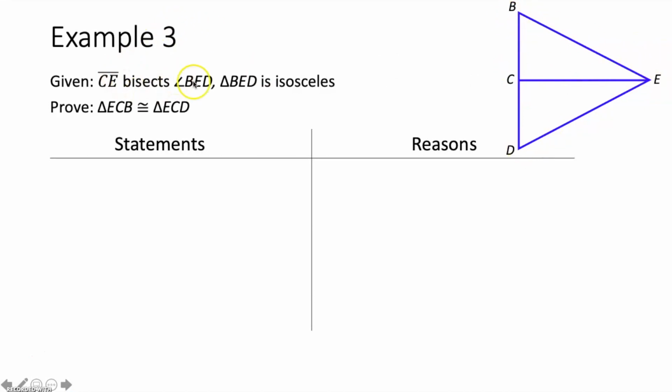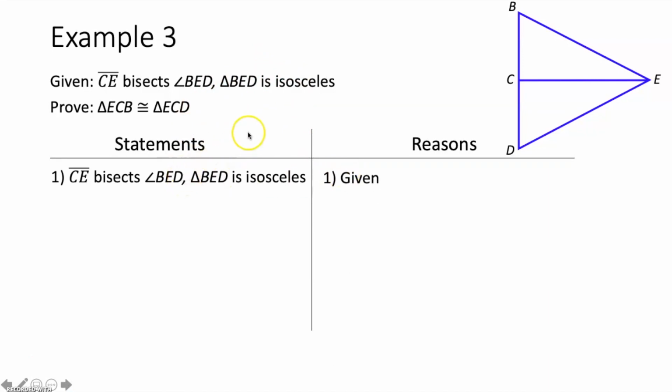Now, it doesn't say anything is congruent yet, so we can't mark anything up, but this will come in handy when we start game planning. Here, triangle BED is isosceles. Again, this doesn't say anything is congruent, but it will come in handy when we start game planning on how we're going to prove this. So we move on to step 2, which is to state our given in our proof. We are given that segment CE bisects angle BED and triangle BED is isosceles. The reason for that, it's given.